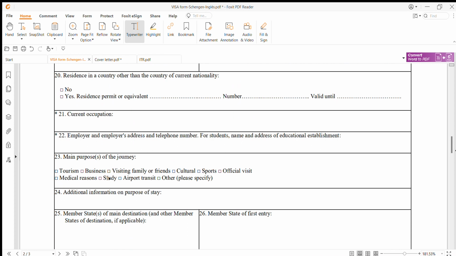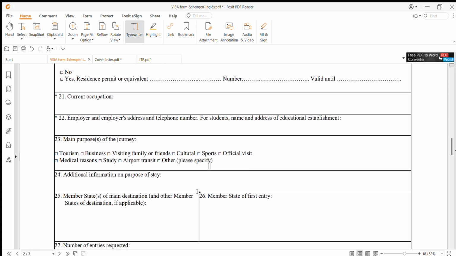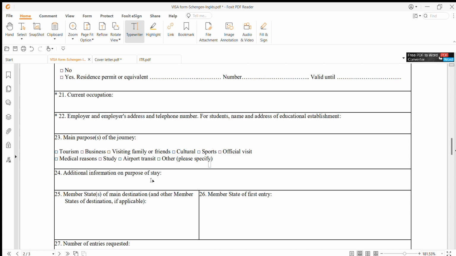I had put business during the appointment, but here I did not click business. I wrote others, and there I mentioned conference. Okay, I wrote conference here, and then additional information on the purpose of stay. Here you can just mention, I mentioned invited for presenting my research work at European Turbulence Conference, Valencia, Spain. So something like that you can mention.